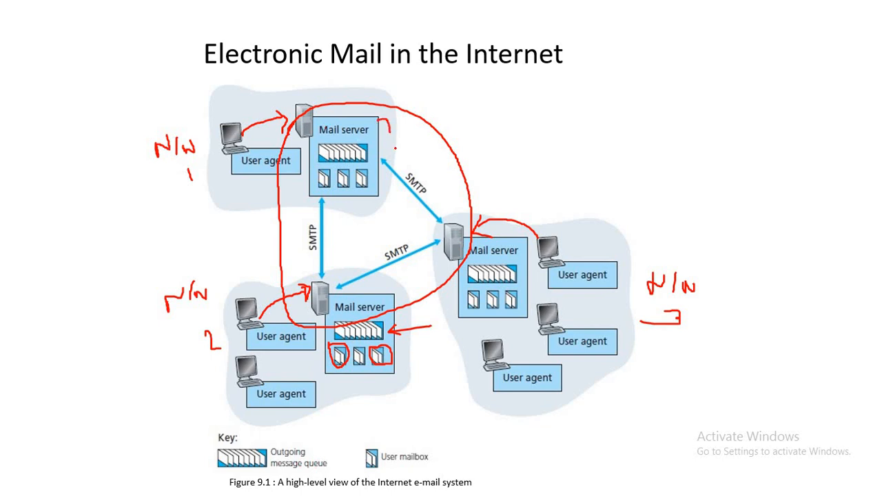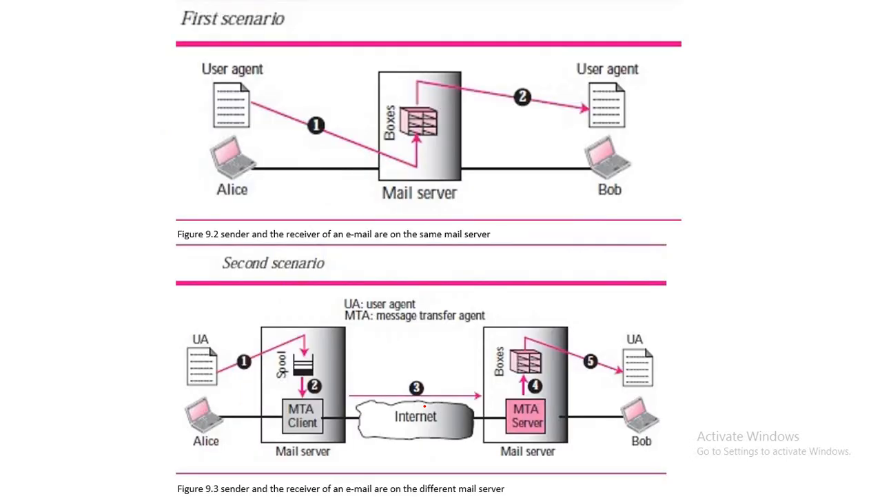Same thing, this type of structure is available everywhere. So that is the high level view of the internet email system. Let's see everything in detail one by one. So that is the first scenario of electronic mail.